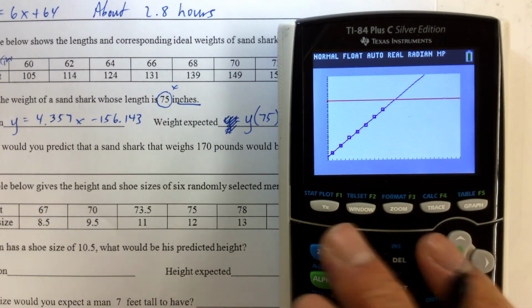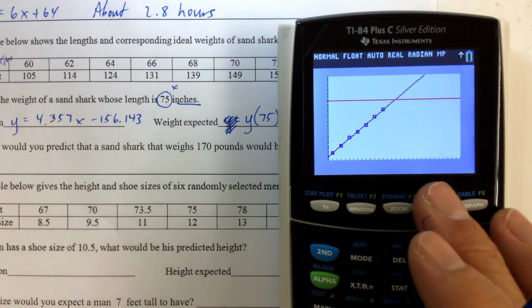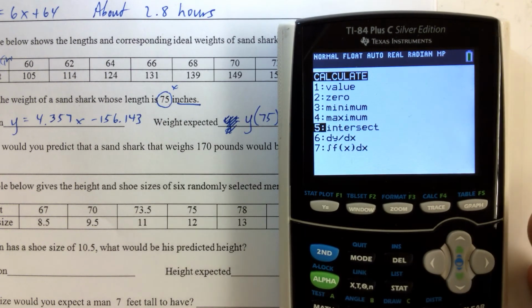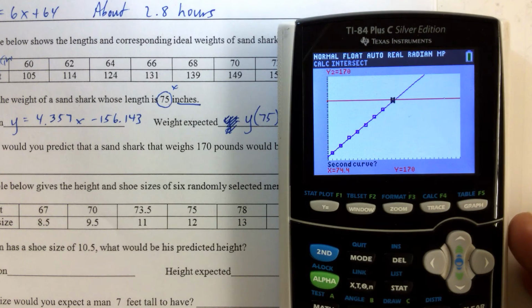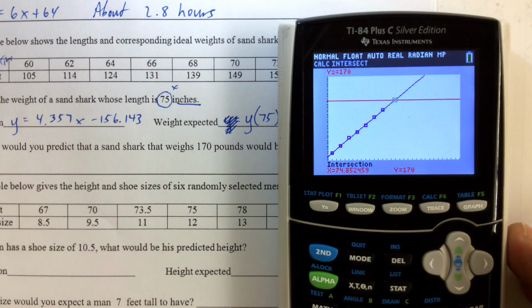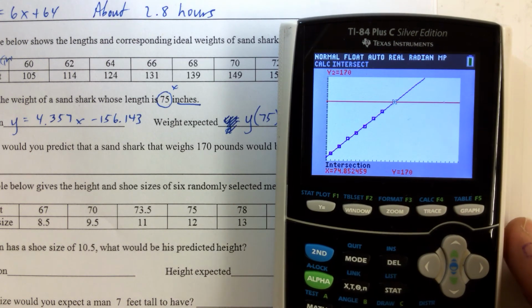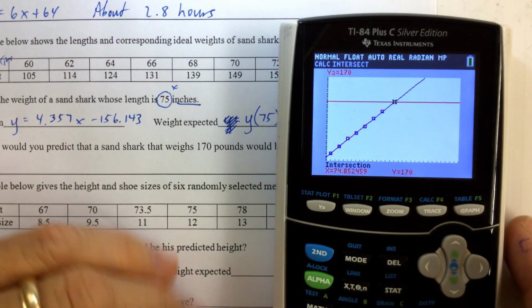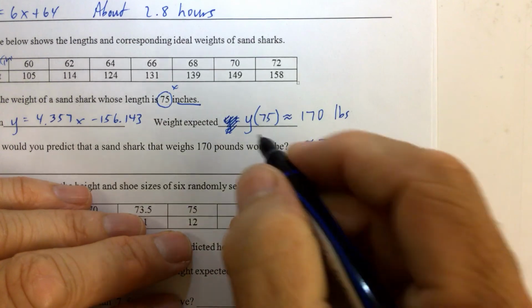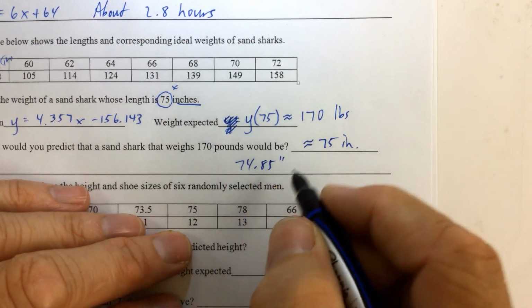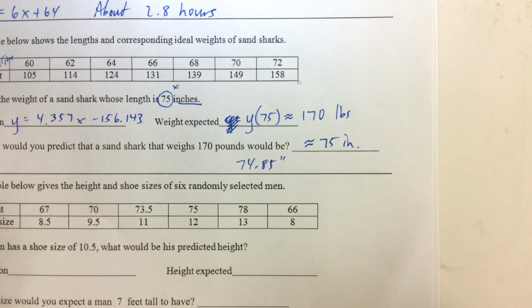So now I have my two graphs, and to figure out where they intersect, I'm going to hit second, calculate, intersect, and figure out the x value that causes the y value to be 170. I only have two graphs input, so I'm going to hit enter, enter for my first two functions. Guess, my cursor is really close. And so again, it was 74.85. That's about what we found. When the weight is 170, the length is about 75. So 74.85, let's just do it like that. So that's 74.85 inches. Okay, so that takes care of number 3.